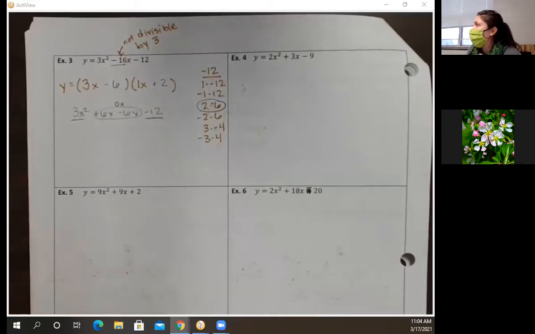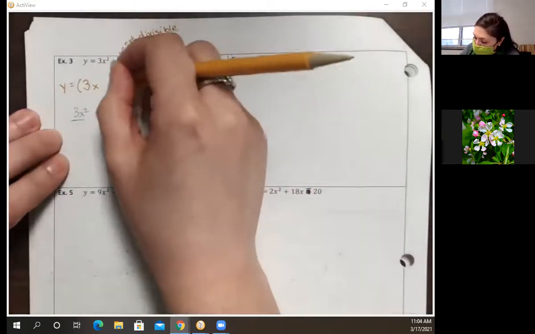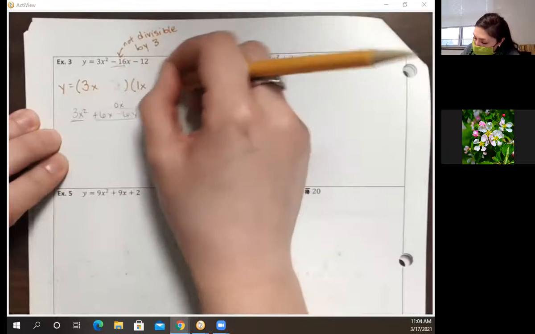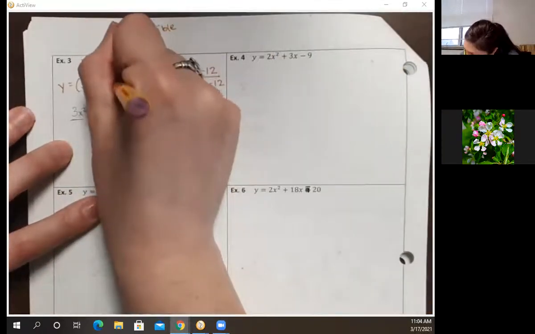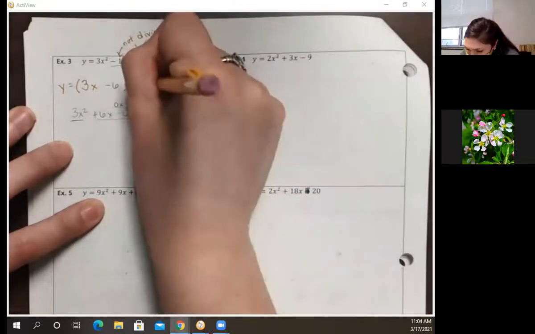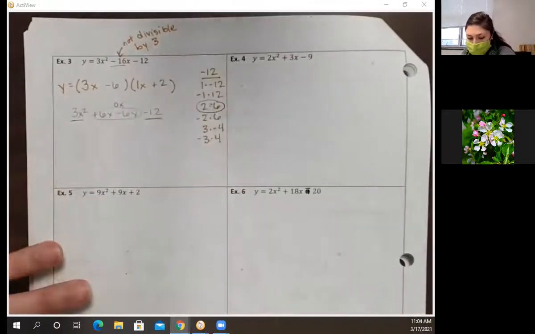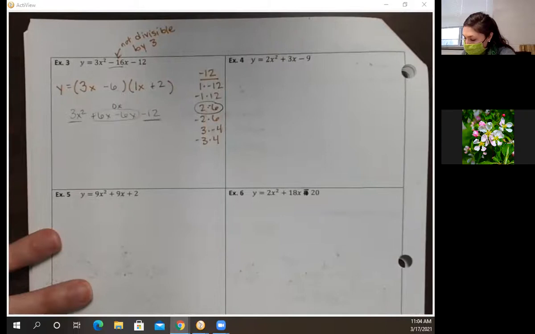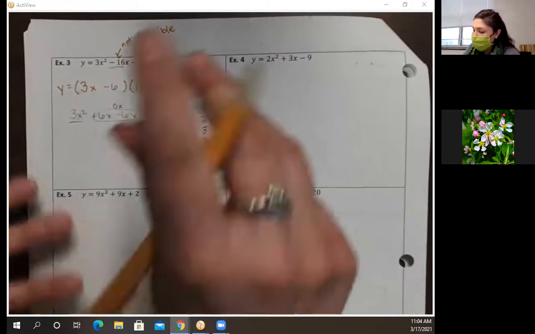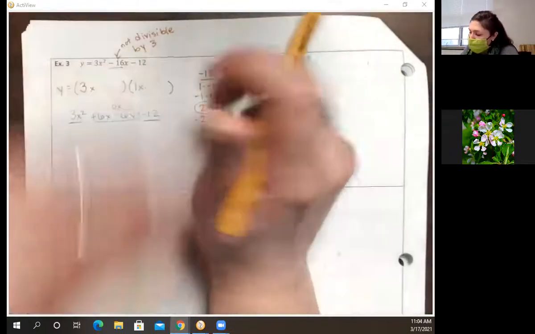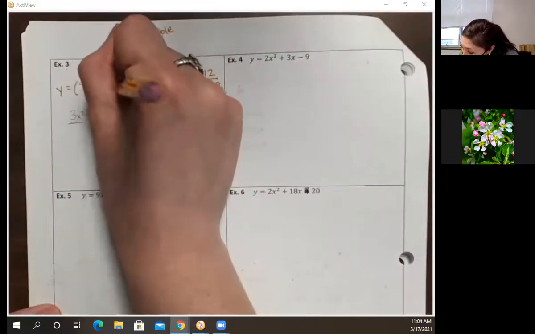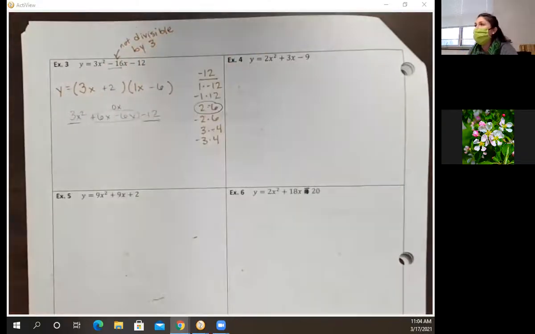Let's try swapping. Let's try negative 6 here and positive 2 here. Is that what I just wrote? This is what we just did, right? Let's try actually swapping them. So plus 2 here and minus 6 here. There, does that look better?